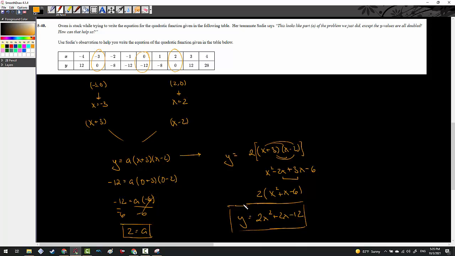That is why we have to solve for a every single time, just to make sure that the stretch factor is what we think it is. I'll be right back with the next problem.